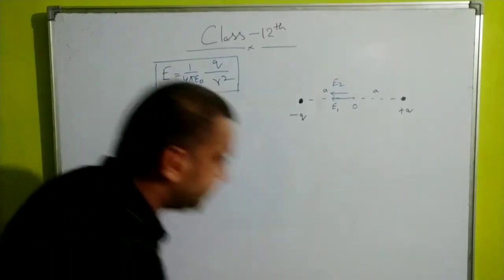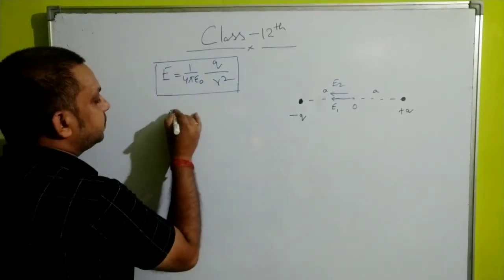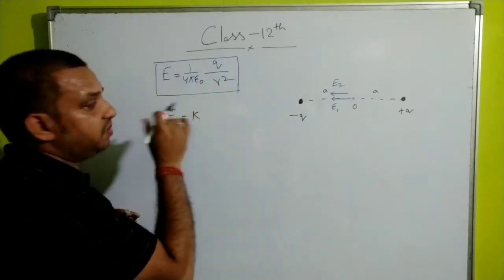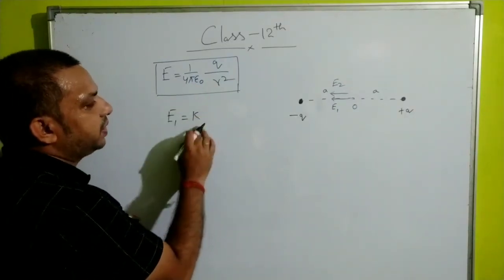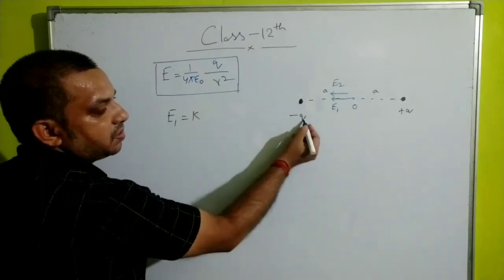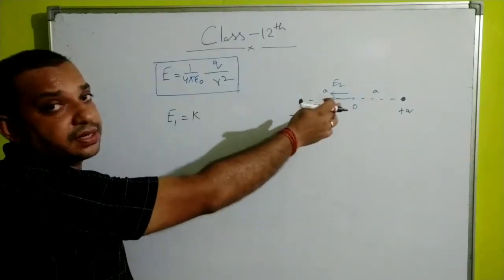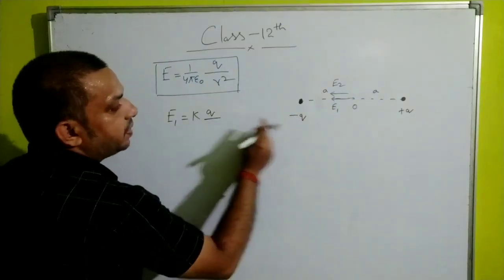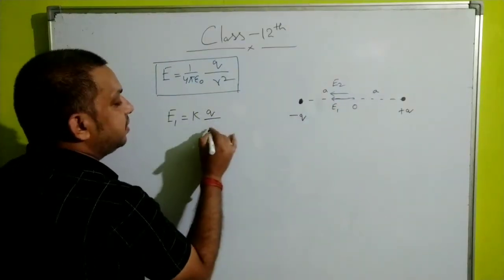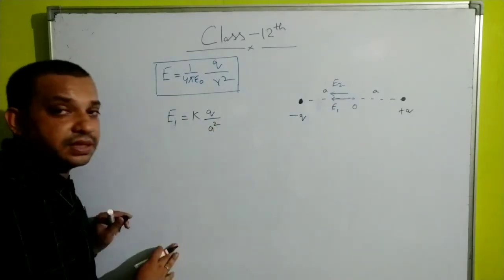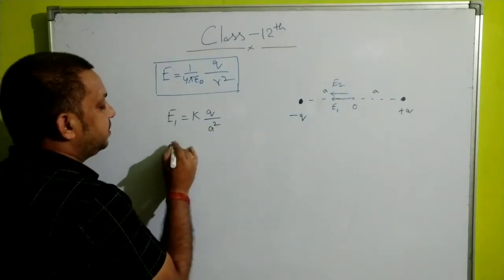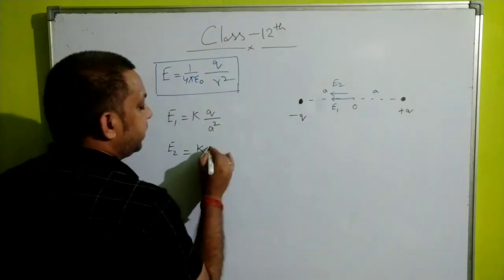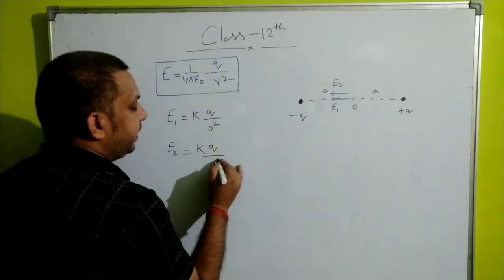So E1 is, I am writing K for the simplified form of 1/(4πε₀). So KQ, because of this minus sign, I have already indicated the direction there, that is why I am not taking the minus sign. So KQ divided by the separation a, that is A squared. And similarly E2 is K, again this is Q, divided by A squared.